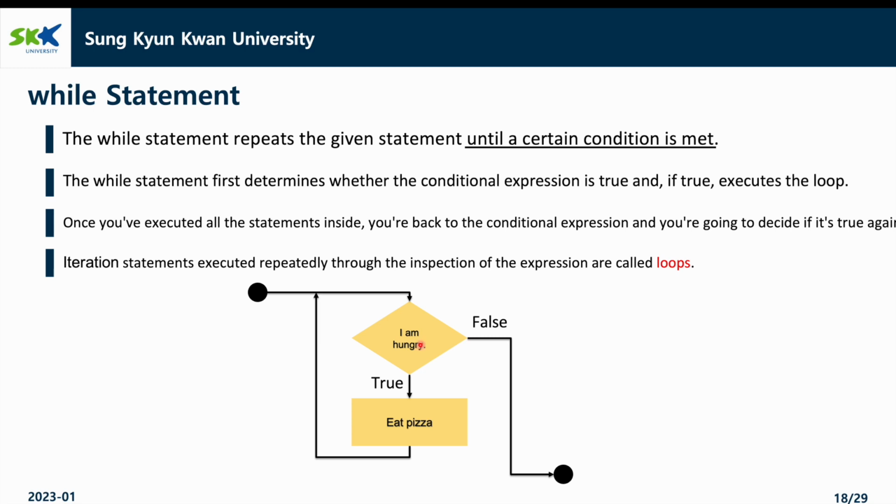It first determines whether the conditional expression is true, and if true, executes the internal statement. Once you've executed all the statements inside, you're back to the conditional expression, and you're going to decide if it's true again. The example below is eating pizza until you are not hungry. Iteration statements executed repeatedly through the inspection of the expression are called loops.